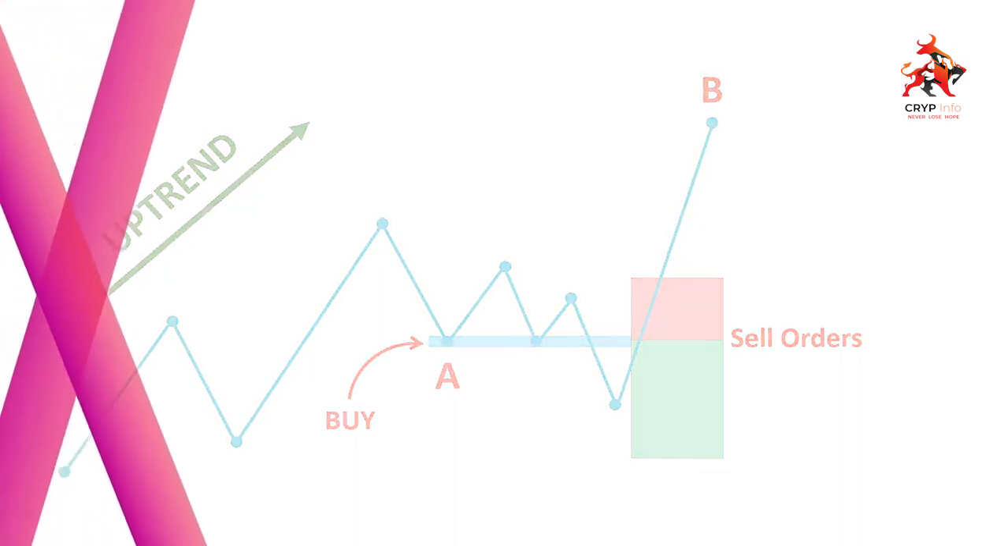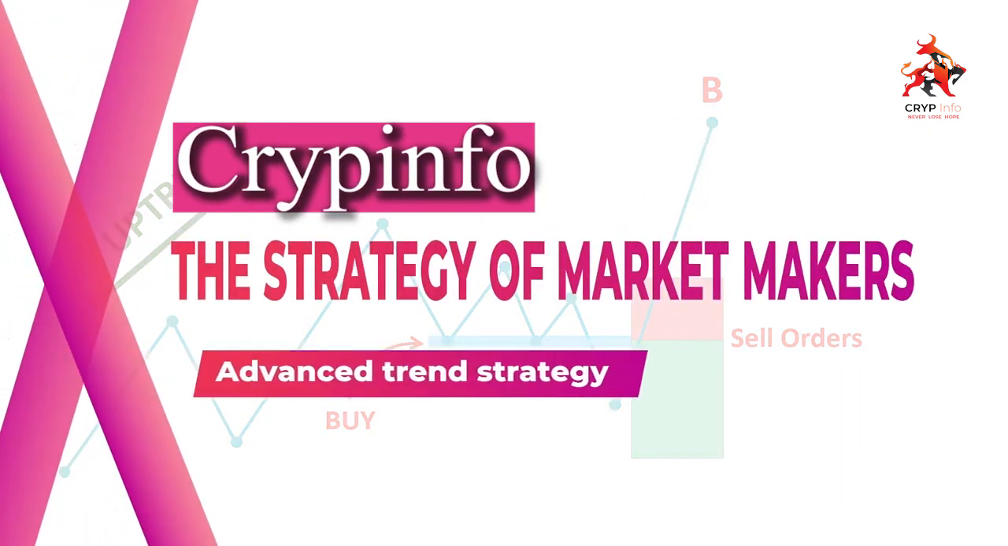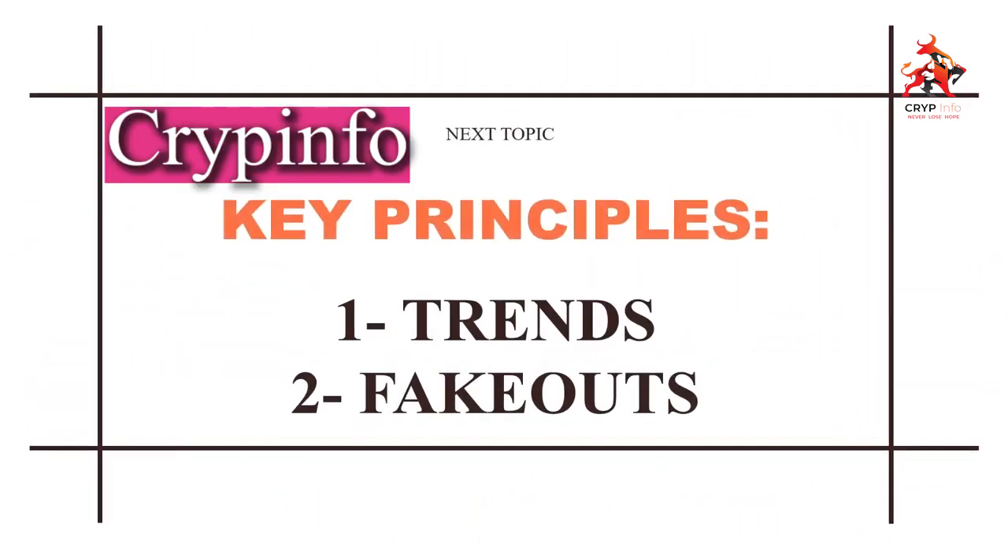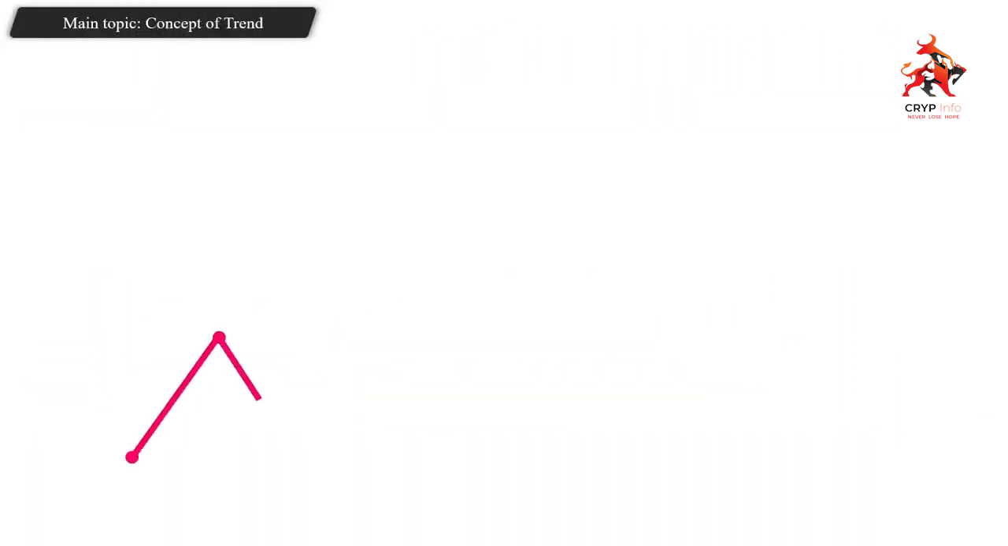So in this episode, we will explain the key concepts of market makers' trick, along with our full strategy to not only not fall for this trap, but make profits out of it. So before we explain the market makers' trading setup, there are two critical principles about trends and fakeouts that you need to understand deeply. It is needless to say, in an uptrend, market makes higher highs and higher lows.